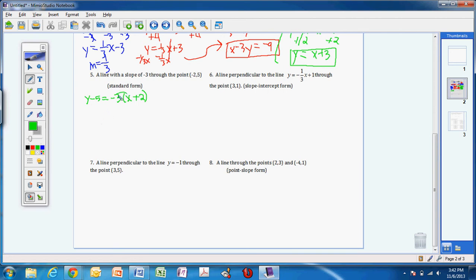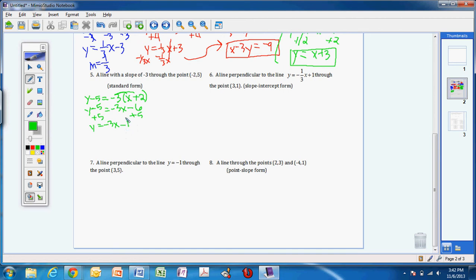So to do that, first thing I'm going to do is I'm going to distribute -3. So we're going to get y minus 5 equals -3x. Negative times a positive is a negative. 3 times 2 is 6. All right. Last step to actually getting y by itself then, we're going to add 5 to both sides. And we're left with y equals -3x. -6 plus 5 is actually -1.